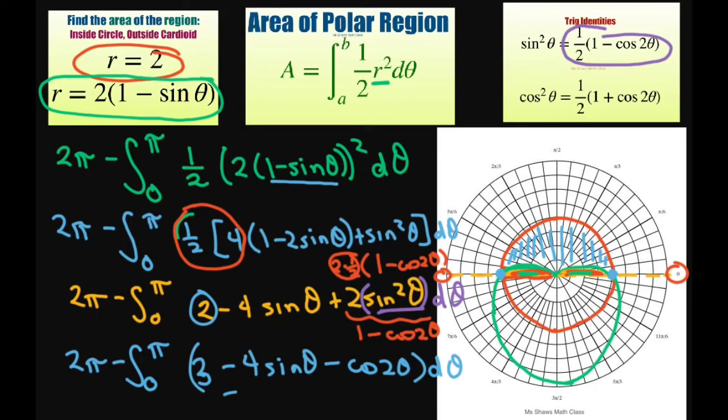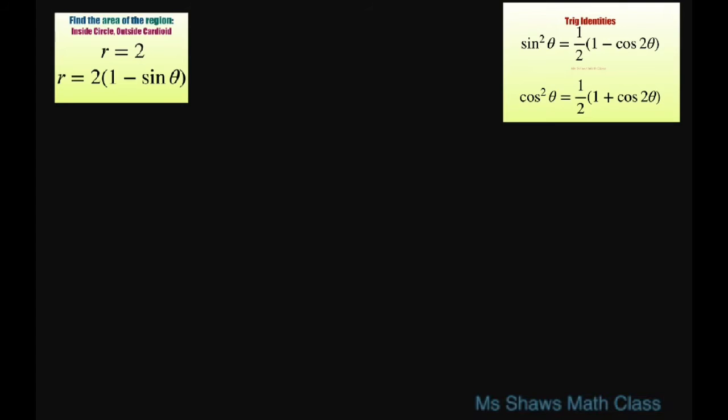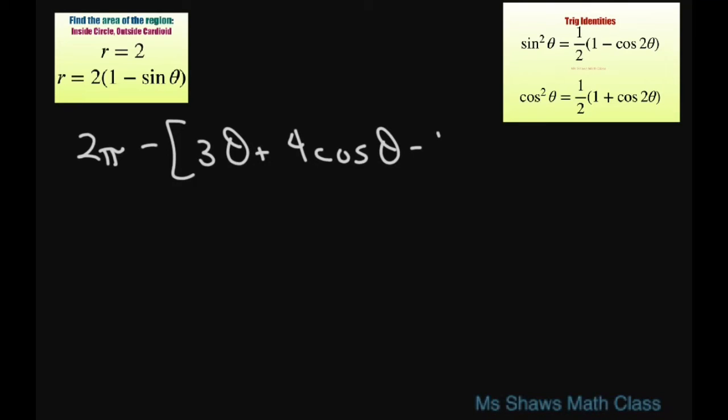All right, now we can integrate. So let's do that. This is going to equal 2 pi minus 3 theta plus 4 cosine of theta minus 1/2 sine of 2 theta, and then we're going from 0 to pi.